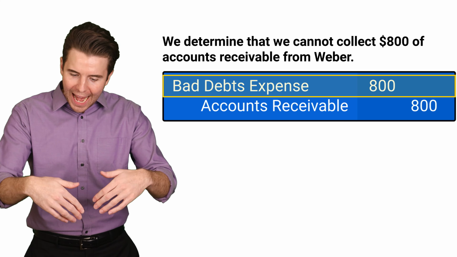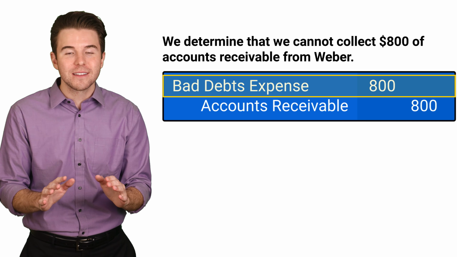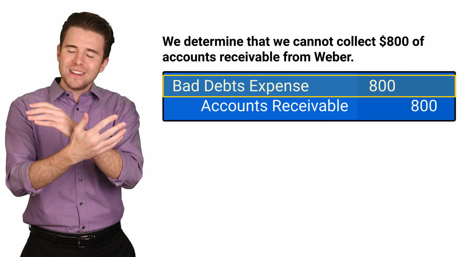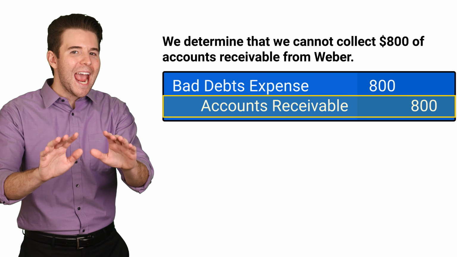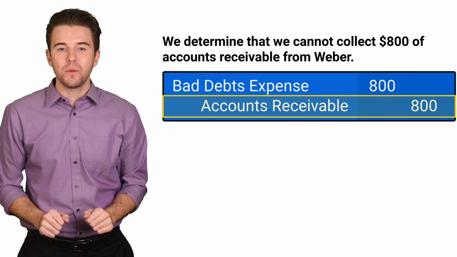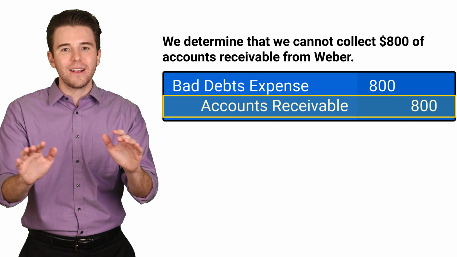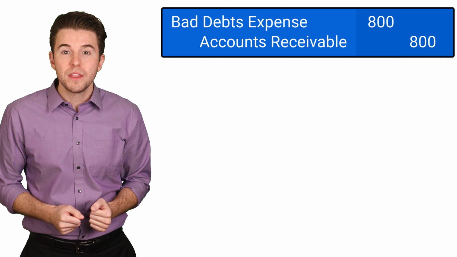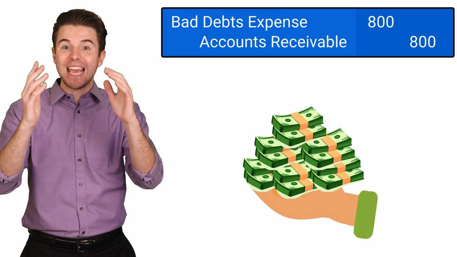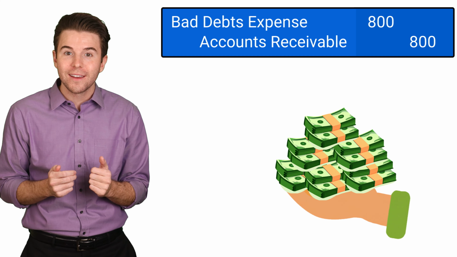We debit and increase bad debts expense to record the expense of not being able to collect that debt. We credit and decrease accounts receivable because we no longer expect to get paid. Now assume a couple months later, the customer all of a sudden pays us the $800 that was owed.